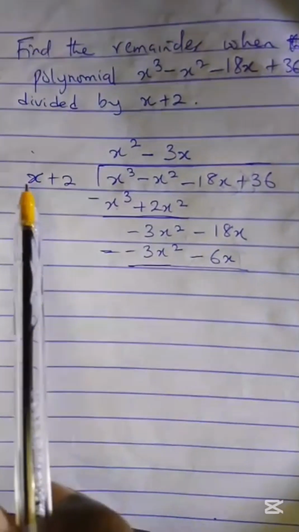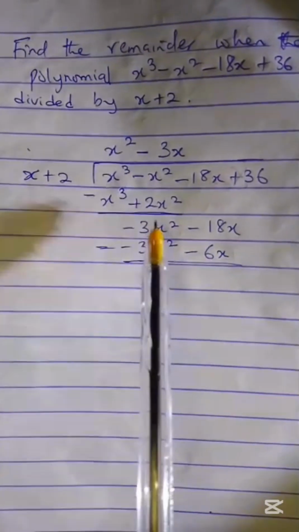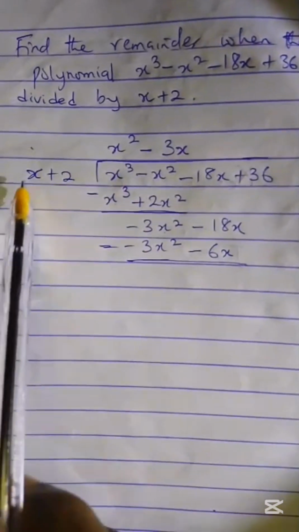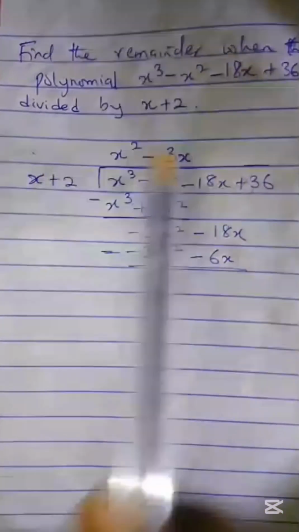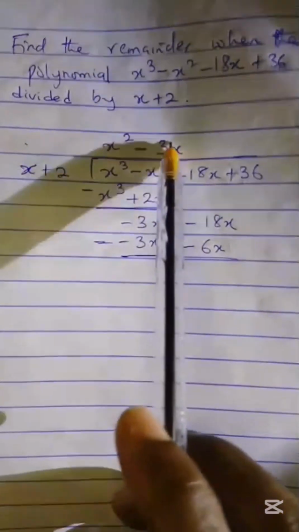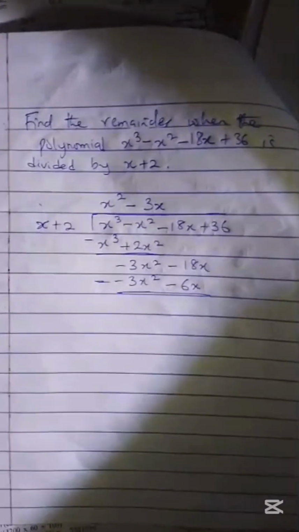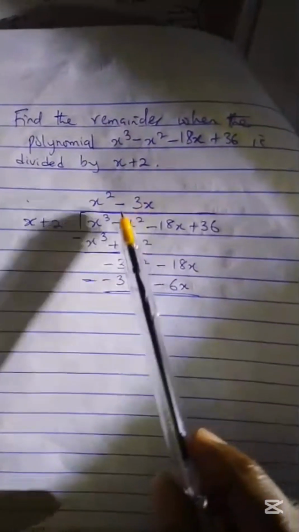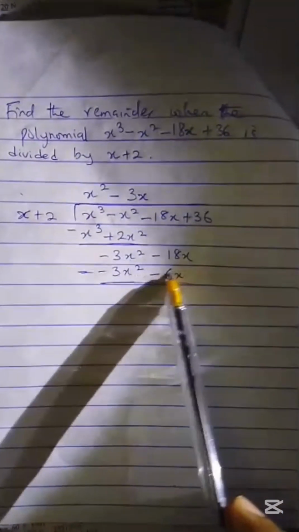Then you do a division again. X into minus 3x squared will give you minus 3x. Now you multiply. Minus 3x times x gives minus 3x squared, and minus 3x times plus 2 will give you minus 6x.